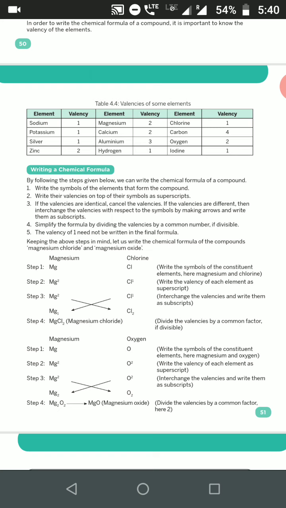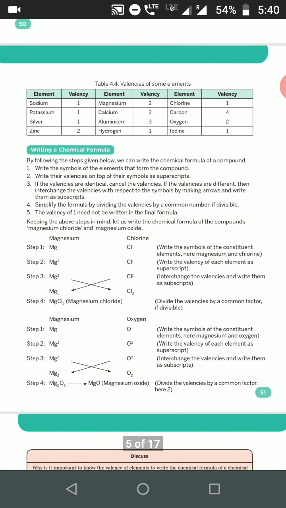Okay. Similarly, see, magnesium and oxygen. Magnesium valency is 2, write it at the top. Oxygen valency is 2, write it at the top. Now, by the crisscross method, write the numbers at the bottom. Oxygen will get the number 2 and magnesium will get the number 2. So they have the same valencies, so cancel them. So the formula is MgO.